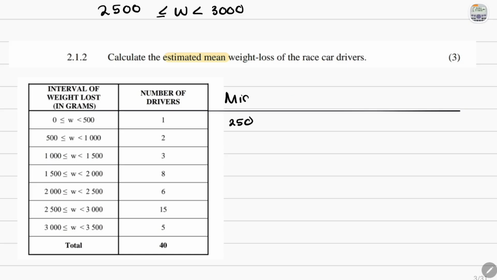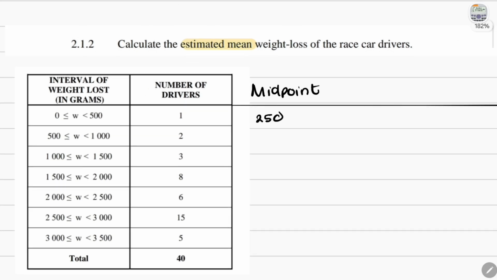So it's the estimated mean. Okay, because we don't actually have these data points. We can't actually physically see in each category how much each driver lost. Okay, and then we'll just do this for the rest. So 500 plus 1,000 is 1,500 divided by 2. That's 750 grams lost there.